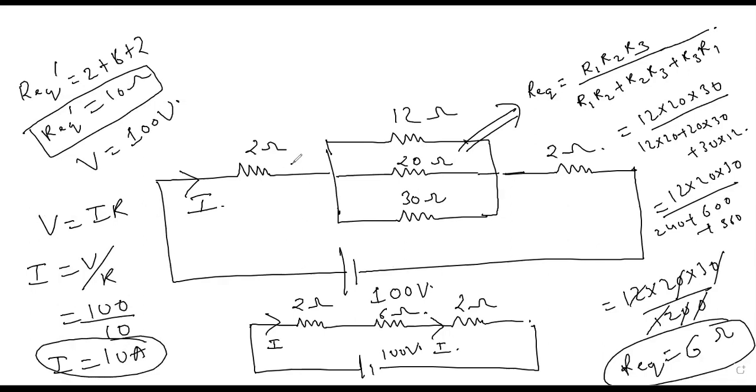So I know that 10 amperes is coming, going like this at this node and coming out of this node. And now it is divided into I1, I2 and I3 here.